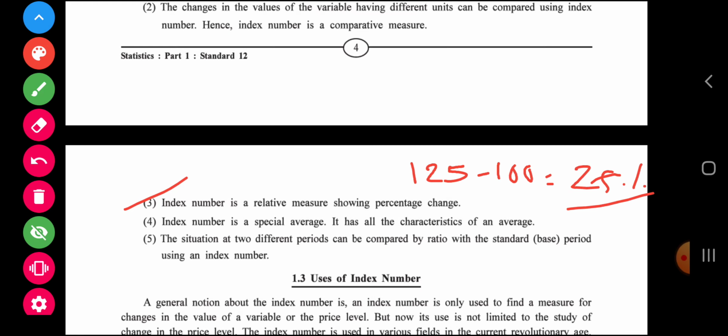Index number is a special average. It has all the characteristics of an average. When we have 2-3 items, then you will get an exact idea. And the fifth one, the situation at two different periods can be compared by ratio with the standard period using an index number. In index number, we have to compare the prices of two different periods of time. So index is used for that particular purpose also.